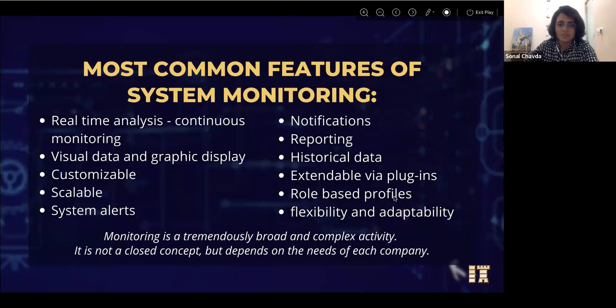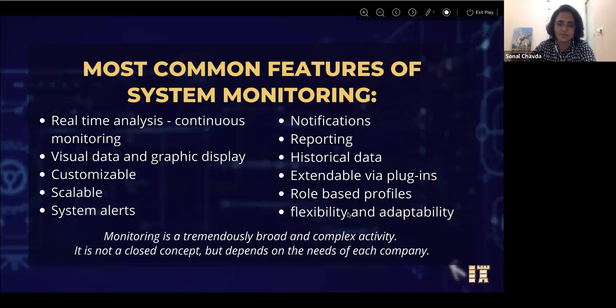Again, another important aspect is role-based profiles. Monitoring tools are not just for system administrators, but are applicable to many people in the company: developers, reliability engineers, and even management. All the information is not necessary for everyone. So your tool should be able to offer role-based profiles, defining who is able to see what kind of visibility.